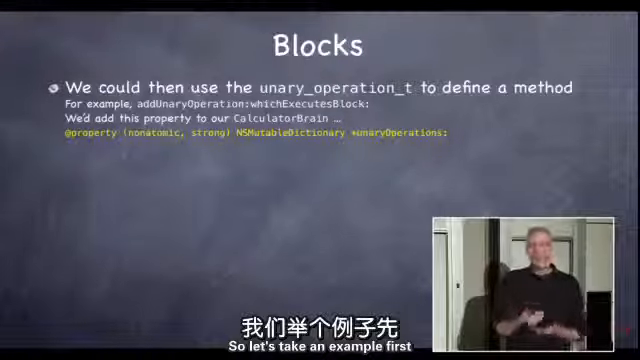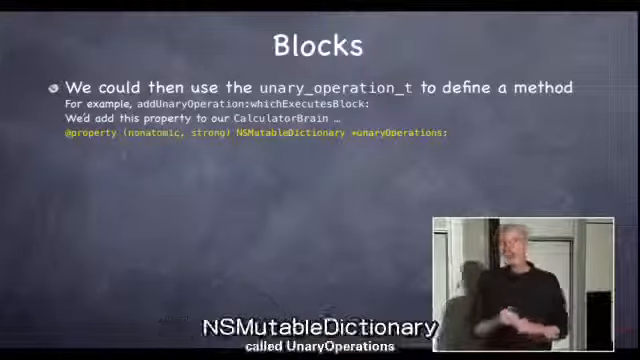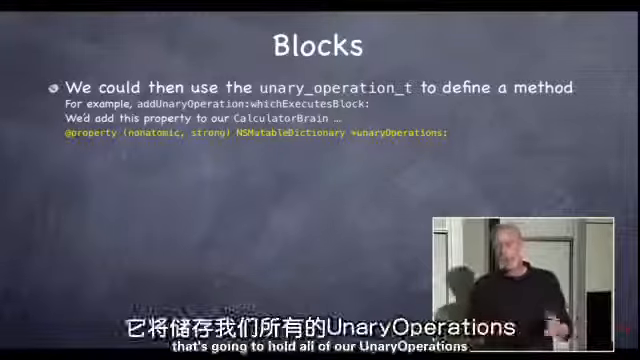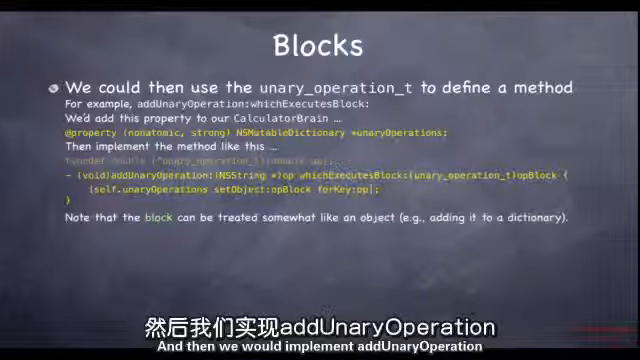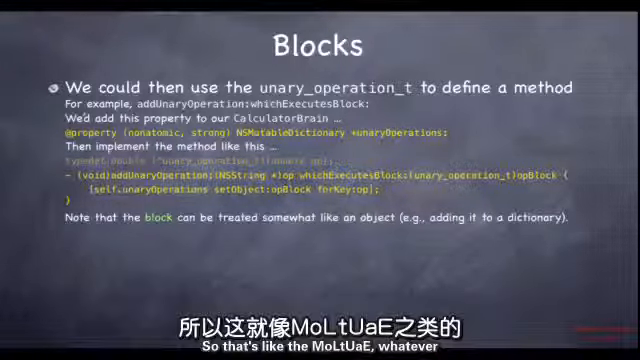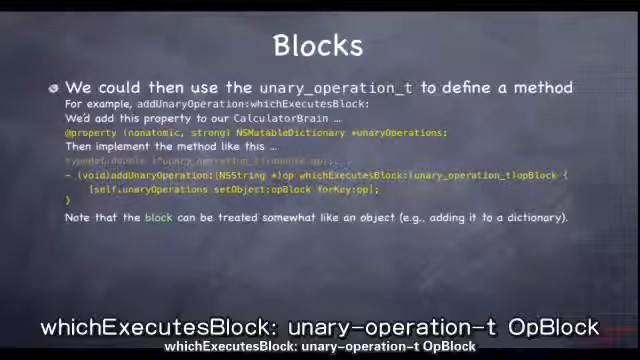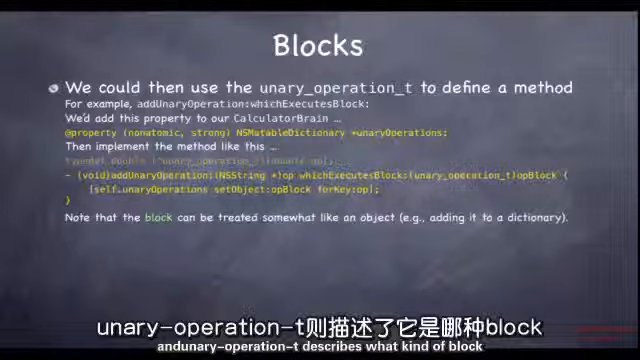So let's example first. We're going to add a property to our calculator brain, which is an NSMutableDictionary called unaryOperations. So it's just a dictionary that's going to hold all of our unary operations. A dictionary, remember, key value. And then we would implement addUnaryOperation:whichExecutesBlock: like this. addUnaryOperation (NSString *)op, so that's like the M_PI or whatever, whichExecutesBlock: the type unary_operation_t opBlock. Right? So we're saying that the second argument to this method is a block. And unary_operation_t describes what kind of block.